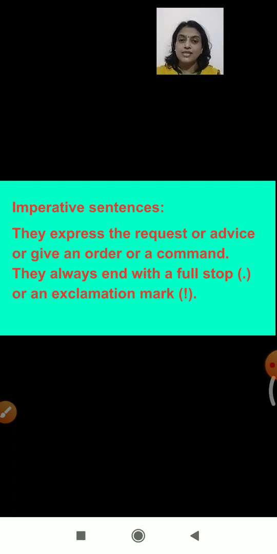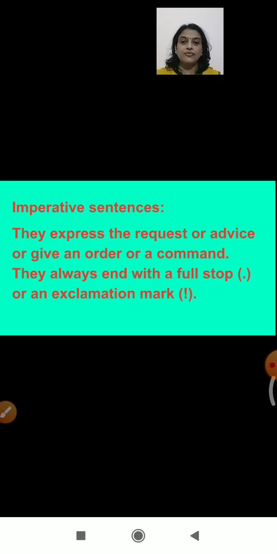So just read out the sentence and find out. You will know it is an imperative sentence if any of these are included there. What are they? Request, advice, order, or a command. So you have to just look for these keywords. And they always end with a full stop or an exclamation mark also. Okay, so again they are easy to identify.